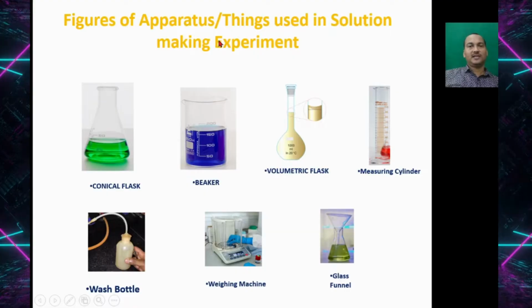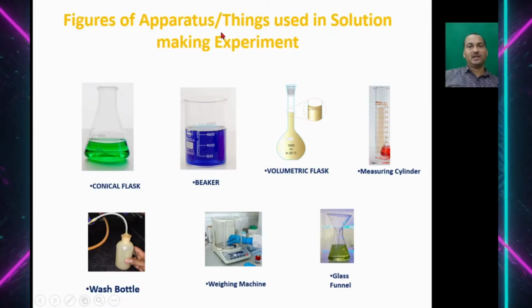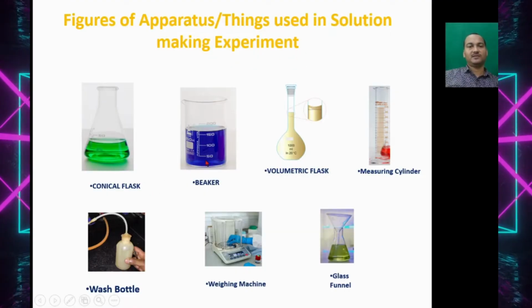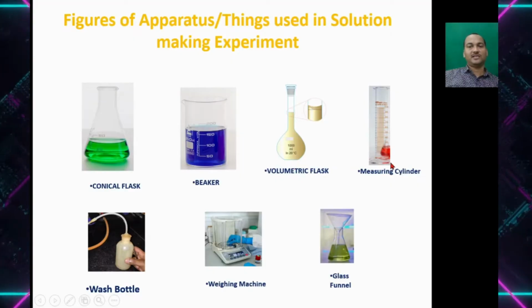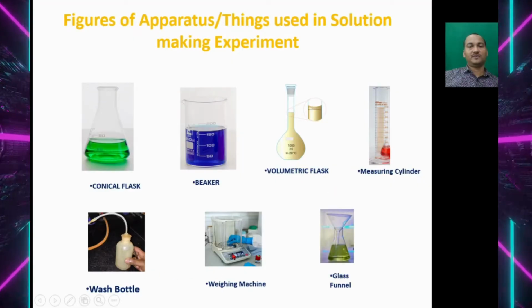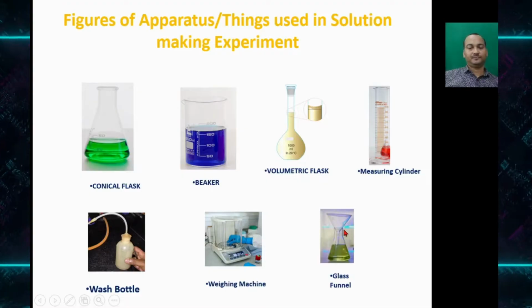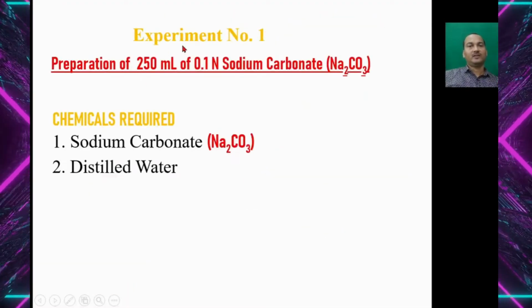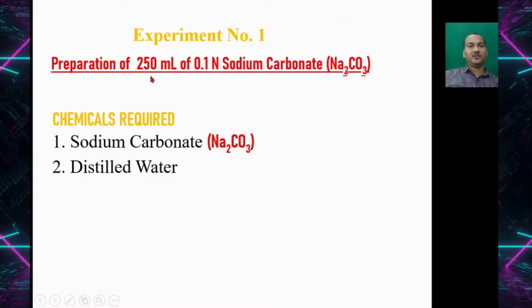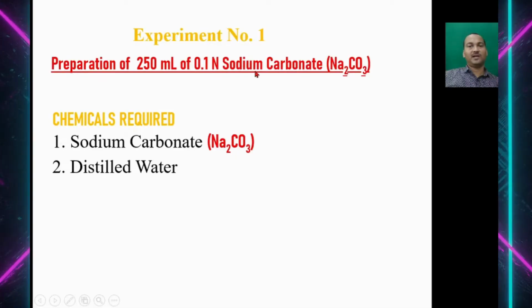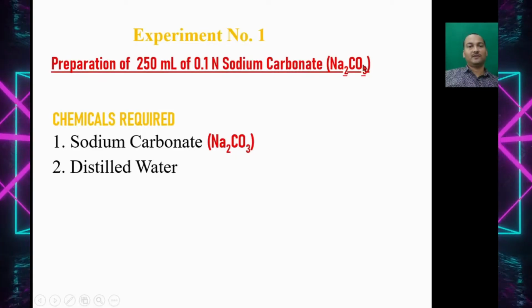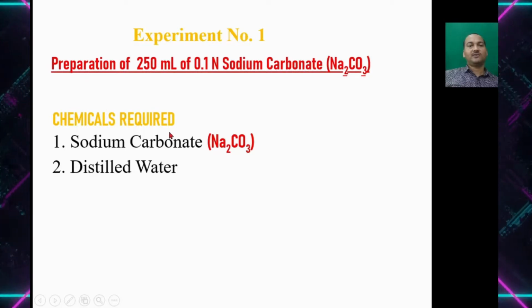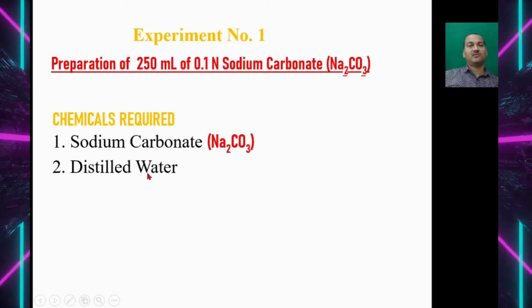So usually these are the apparatus used in the experiment. Conical flask, beaker, volumetric flask, measuring cylinder, wash bottle, weighing machine and funnel. So first experiment, let's prepare 250 ml of 0.1 normal sodium carbonate solution. So what are the chemicals required? Sodium carbonate and distilled water.